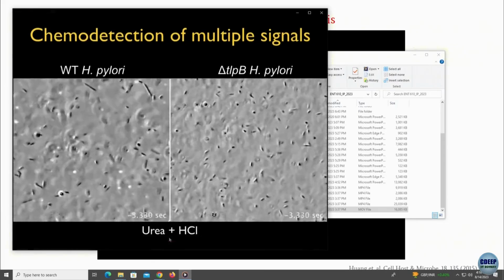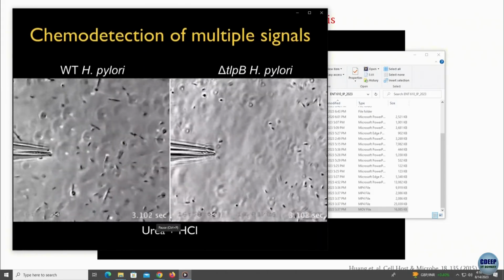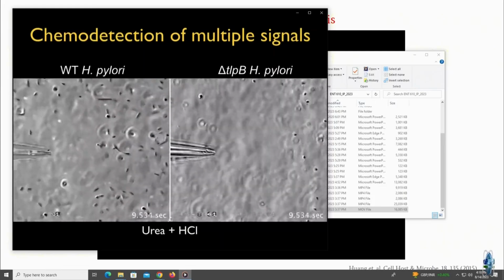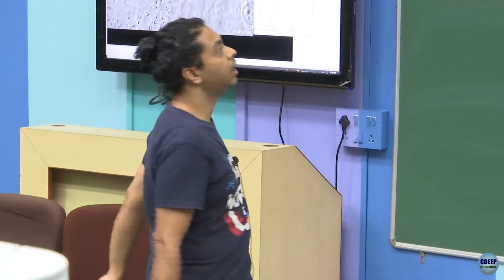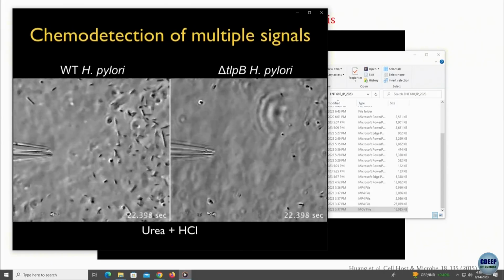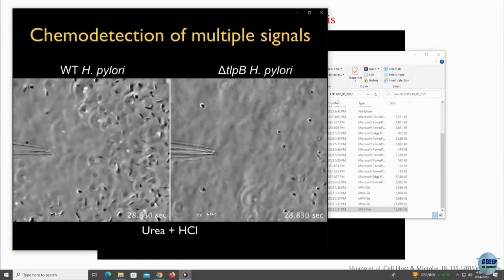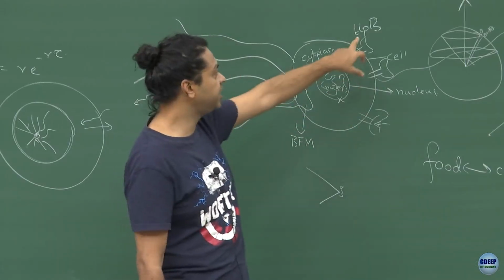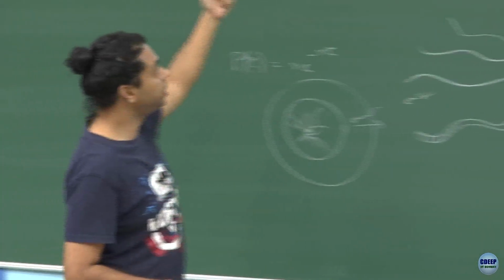Now, I do not know if you focused on this mutant. So, what happens in the mutant? Let us see. You will see that what happens in this delta TLPB mutant is that the repellent seems to win over, right. All the bacteria are cleared from the field of view, which means that the attractant is not playing any role, but the repellent is pushing away all of these bacteria. So, having done this experiment, what would you say about these receptors? Would you say that this TLPB receptor is responsible for both detecting urea as well as HCl?